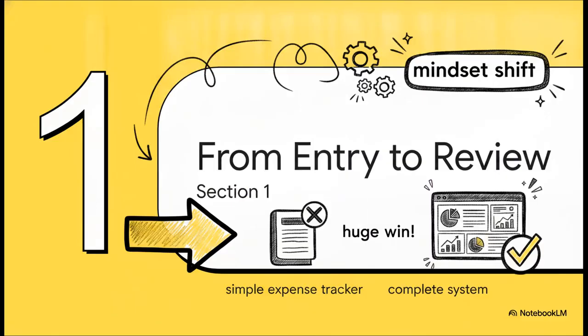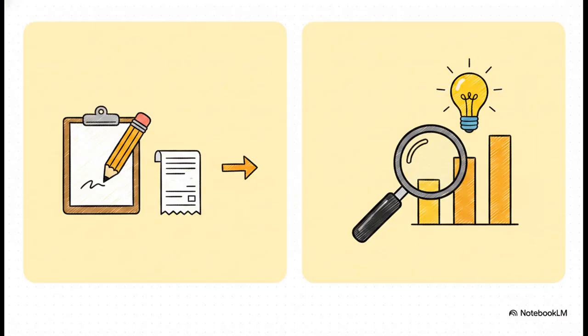Section 1. From entry to review. Now, entering this section signals a really critical mindset shift for business owners who have successfully moved beyond basic tracking. We're talking about the transition from simply logging data in your corporate expense tracker to actually reviewing the outputs to understand your business's reality. In the beginning, entering data simply answers the question, what happened? You know, you bought supplies or a client paid an invoice.